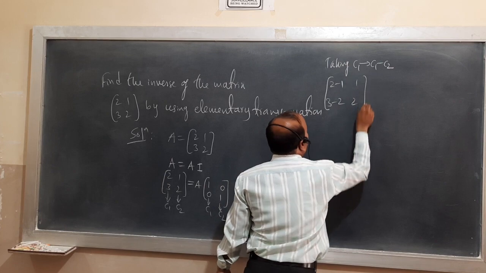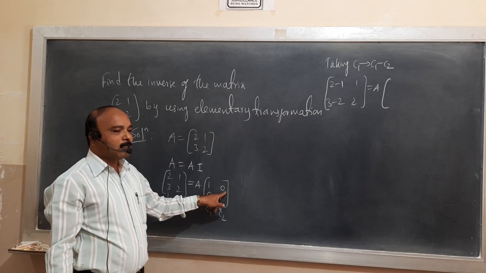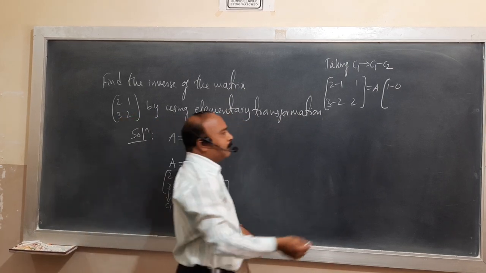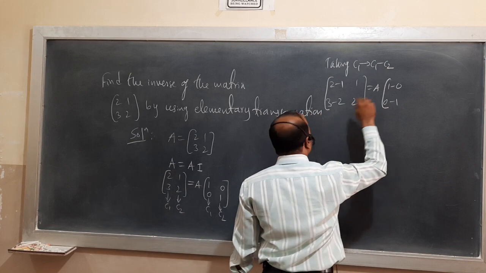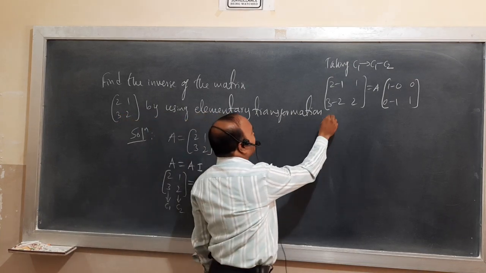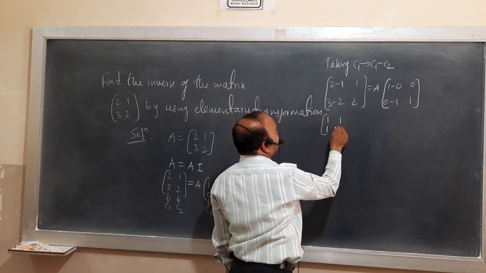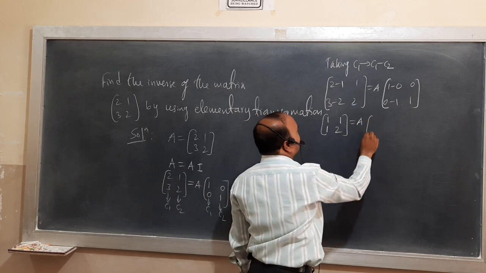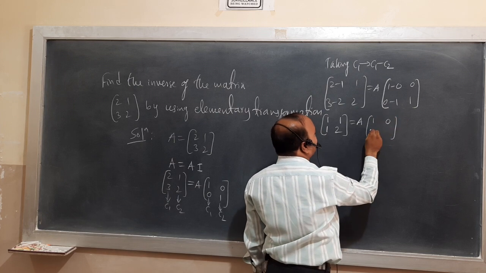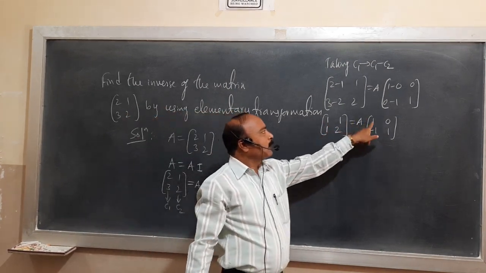1 2. In right hand side also we make the same transformation, that is C1 minus C2 means 1 minus 0, and second element it is 0, it is 1 means 0 minus 1, second column 0 1 as it is. Now 2 minus 1 is 1, 3 minus 2 is 1, this 2 as it is, equal to A into 1 minus 0 is 1, 0, second row 0 minus 1 is minus 1, this 1 as it is. Now we got here 1, here also 1 is there.